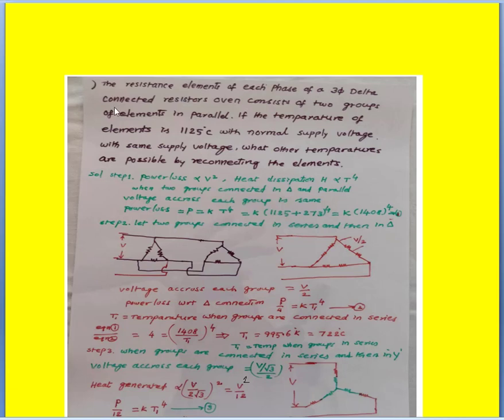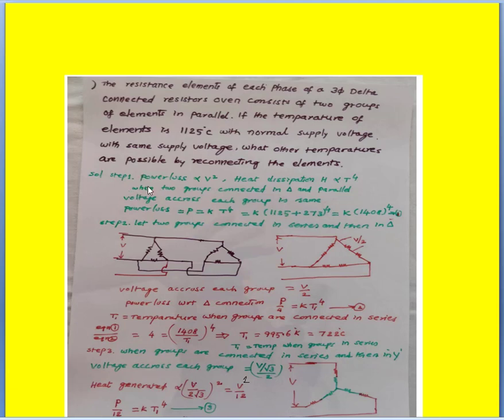So here we take another problem. The resistance elements of each phase of a three-phase delta connected resistor oven consist of two groups of elements connected in parallel. If the temperature of the elements is 1125 degrees centigrade with normal supply voltage, with the same supply voltage, what are the other temperatures possible by reconnecting these elements?